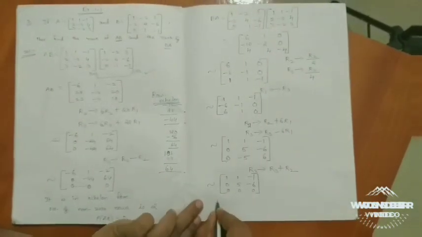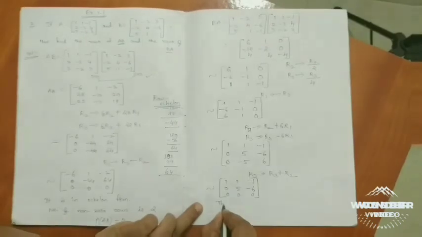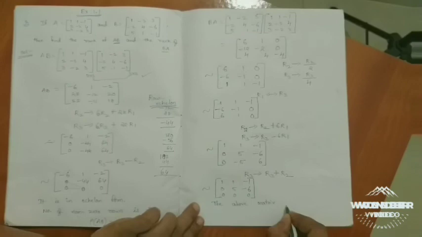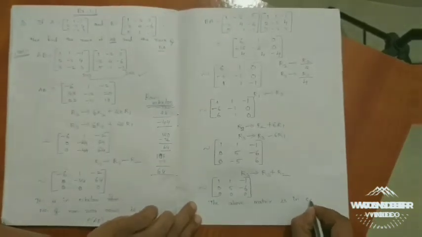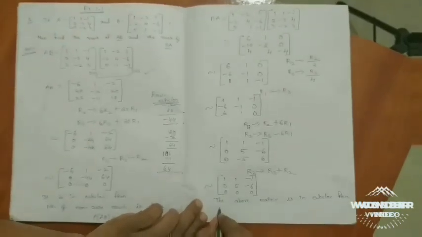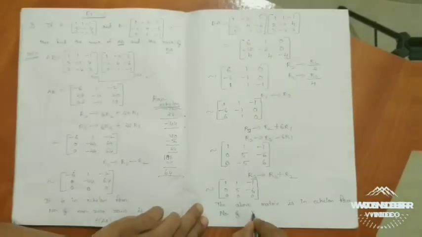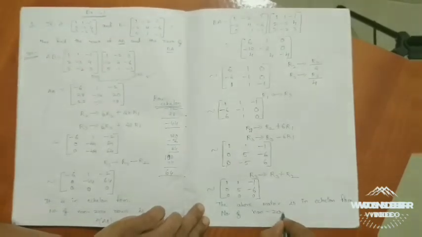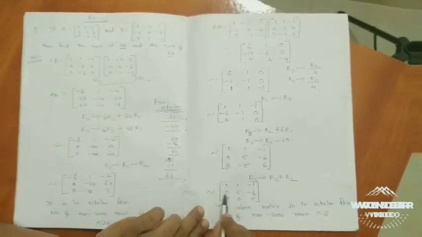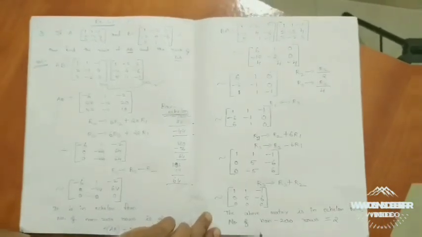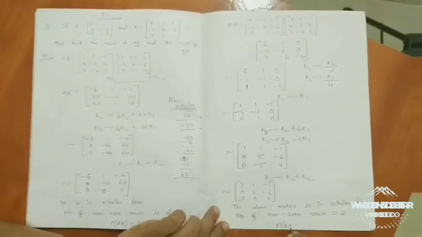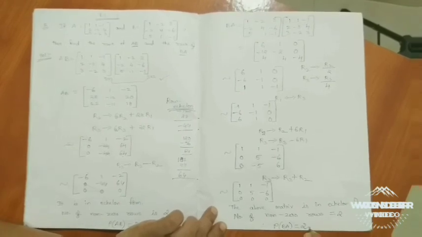So from this I can say that clearly the above matrix is in echelon form. The above matrix is in echelon form, and hence how many non-zero rows? Number of non-zero rows is equal to 2, because I have two non-zero rows. The last row completely becomes 0. So therefore the rank of BA, for BA only we have to find the rank. Rank of BA is equal to 2.